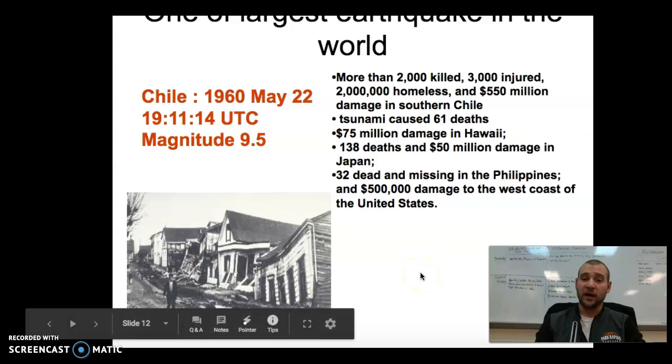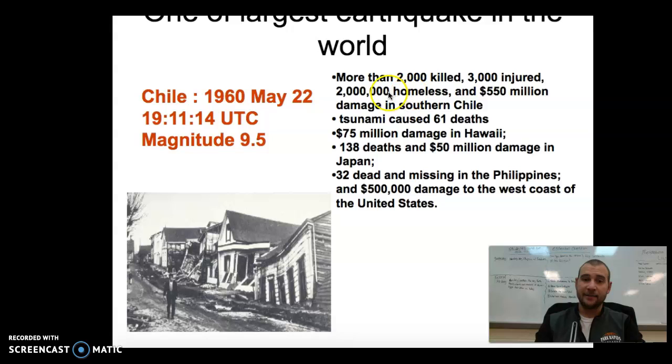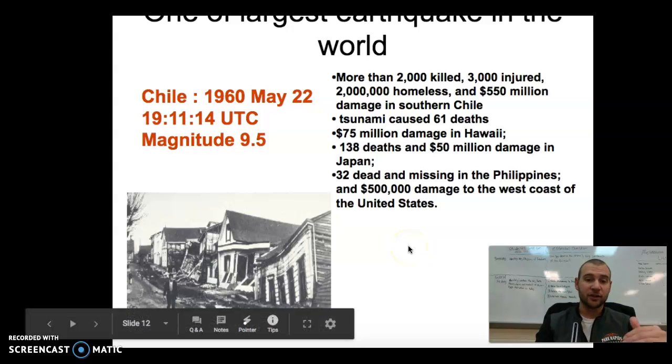And this one was a worldwide one. It takes place in Chile, so we get all the damage, all the destruction, all the deaths in Chile. But if we look at a map, we get 75 million in damage in Hawaii. We get deaths in Japan, deaths in the Philippines, and 500 in damage on the west coast of the United States. So this earthquake was so big that it was felt all over the world.